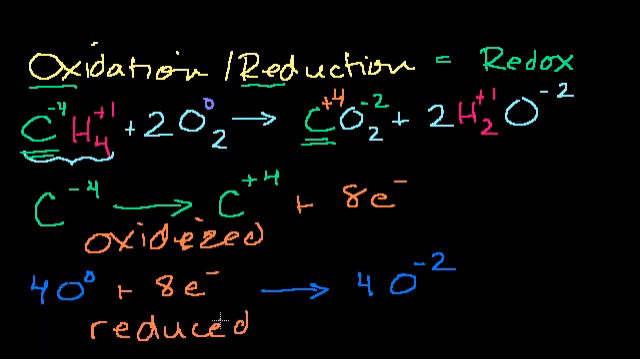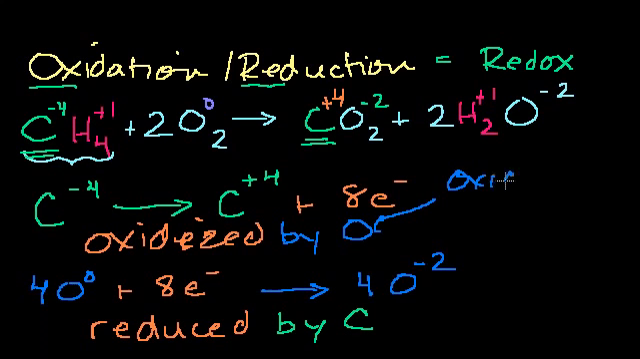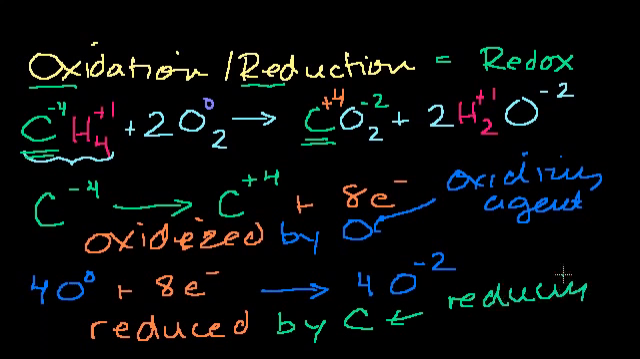What was it reduced by? It was reduced by the carbon. What was the carbon oxidized by? It was oxidized by the oxygen, which oxygen tends to do. It tends to oxidize things. What is the oxidizing agent? What's the thing that did the oxidizing? So the oxygen is the oxidizing agent. What is the reducing agent? What's the thing that did the reducing? The reducing agent is the carbon.